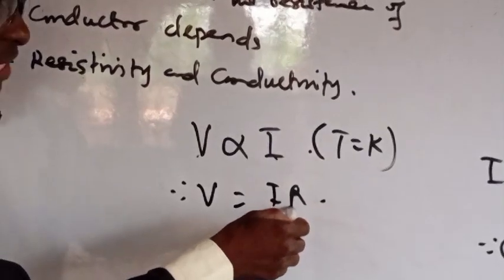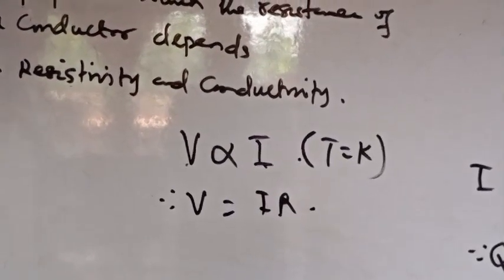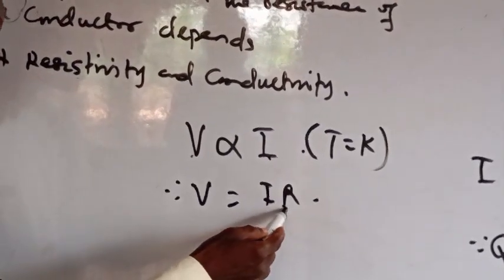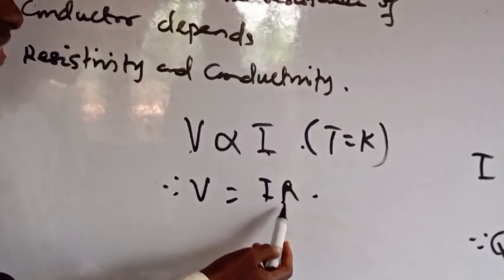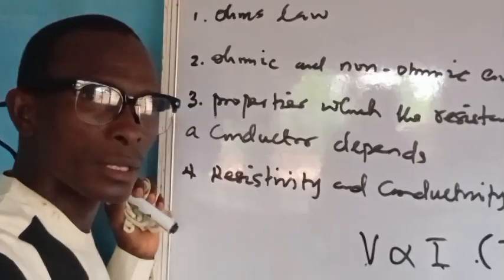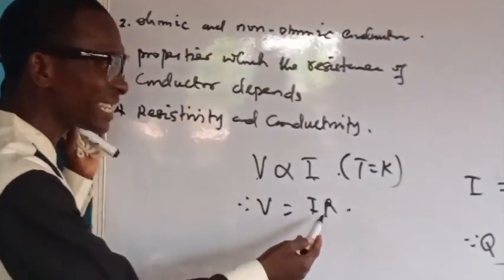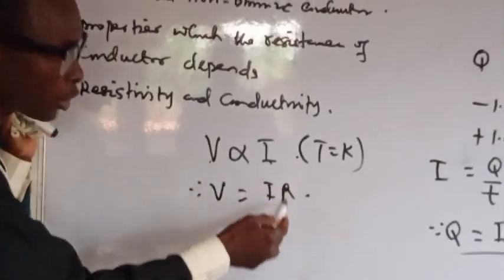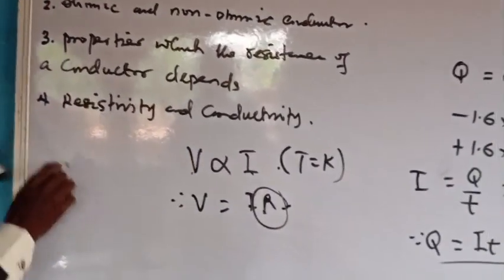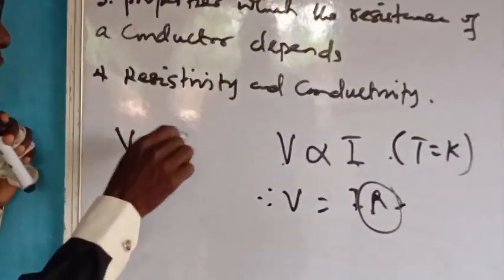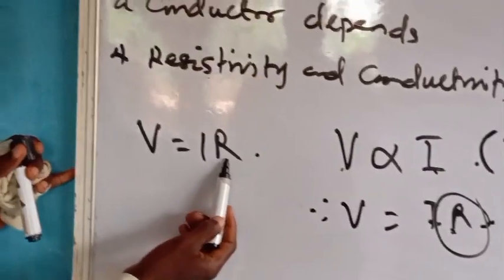What does R signify? Resistance. And what is this resistance for? Listen carefully. The resistance is the opposition offered by the wire to the flow of the current. We call it resistance. R is the resistance, in ohms. It is the constant. So we say that V is equal to I R, where R is the resistance.